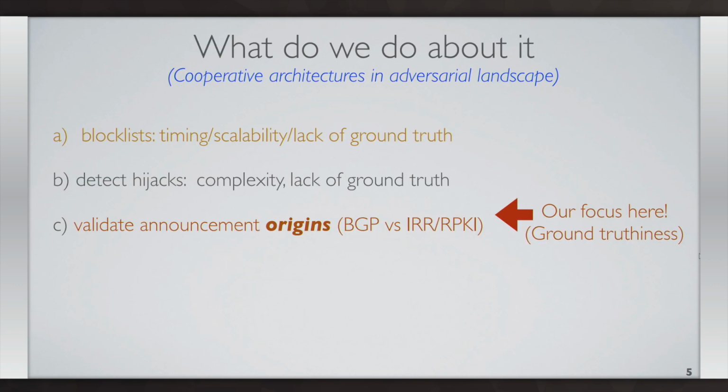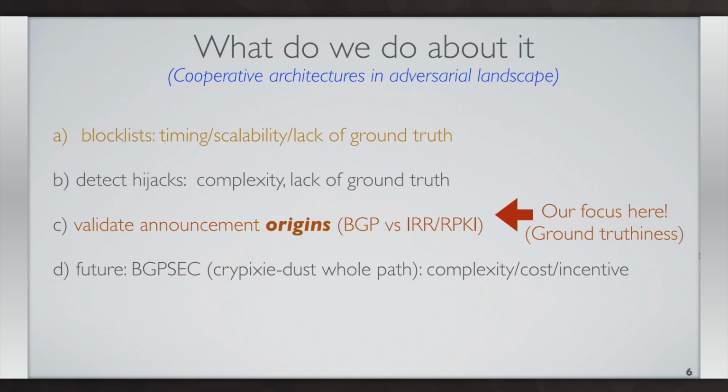The third one, which is going to be the focus of our talk today, is validating announcement origins. Traditionally this was done using Internet Routing Registries, but nowadays we're doing it using RPKI, which uses the RIRs as ground truth. And finally, last but not least, we have BGPsec, which has been actively worked on but not fully deployed. That's the one that promises the whole path being validated.